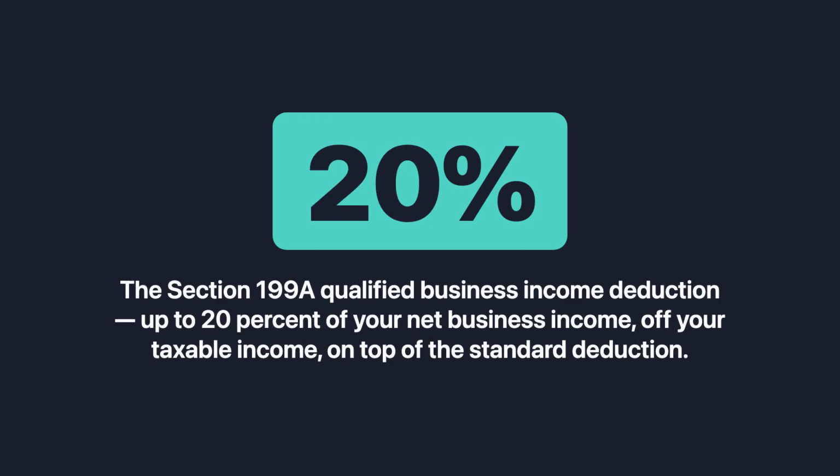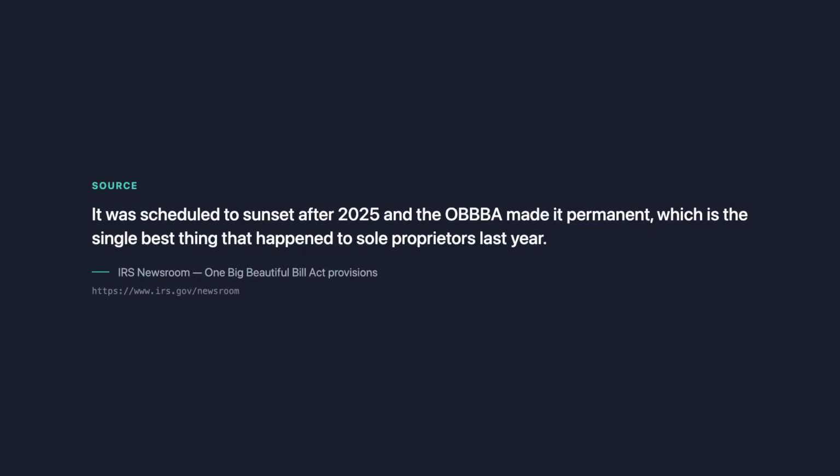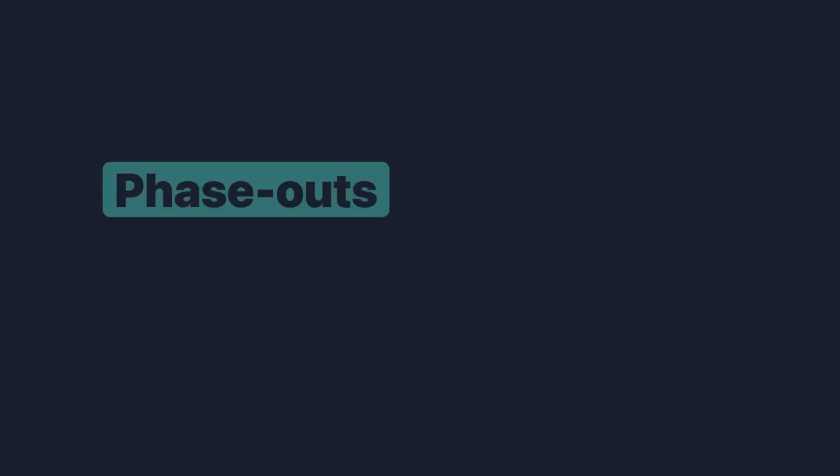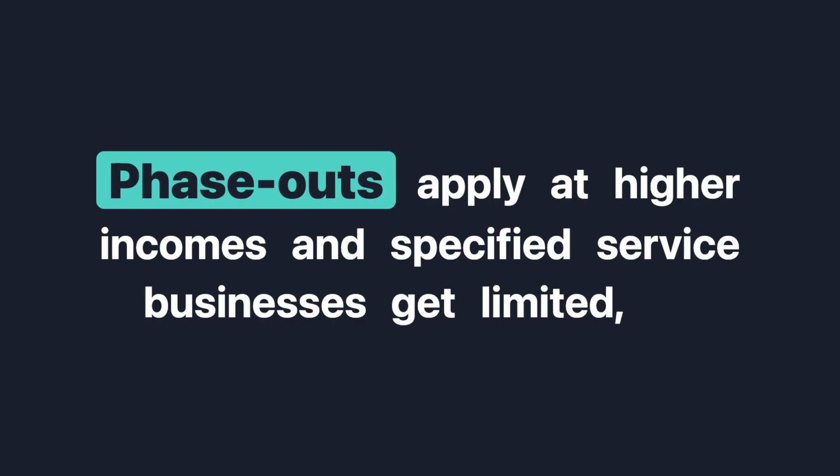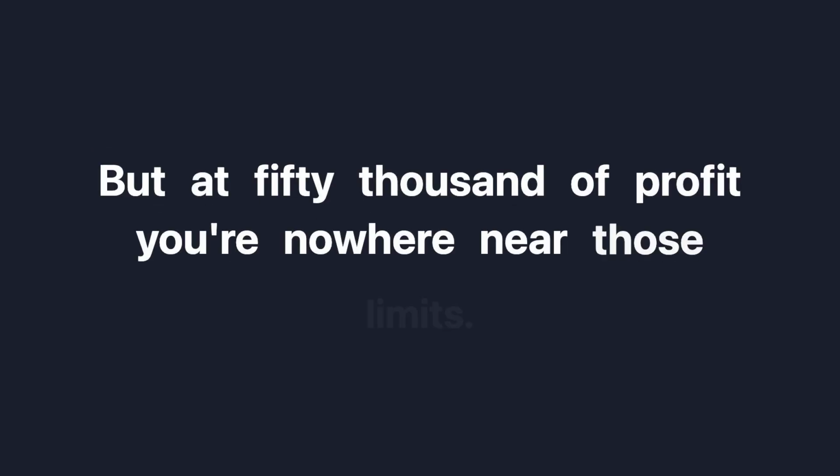The Section 199A Qualified Business Income Deduction. Up to 20% of your net business income off your taxable income on top of the standard deduction. It was scheduled to sunset after 2025, and the ABA made it permanent, which is the single best thing that happened to sole proprietors last year. Phase-outs apply at higher incomes and specified service businesses get limited, so your mileage varies by income level and what you do. But at $50,000 of profit, you're nowhere near those limits.